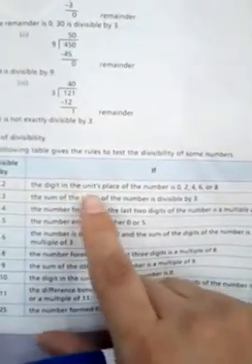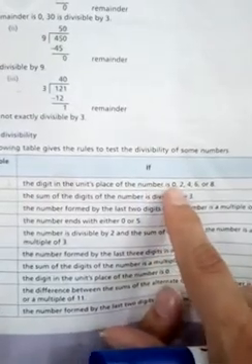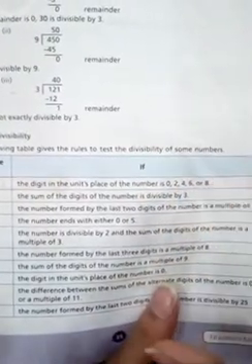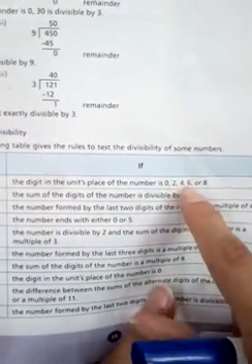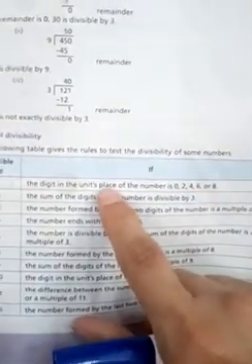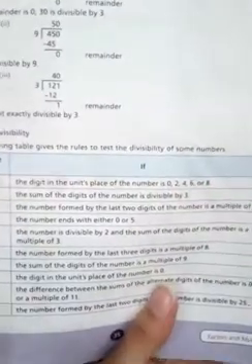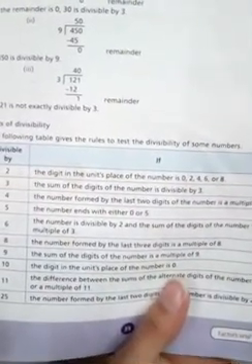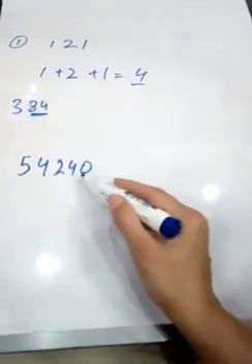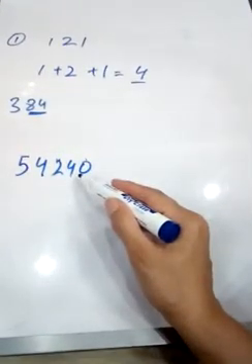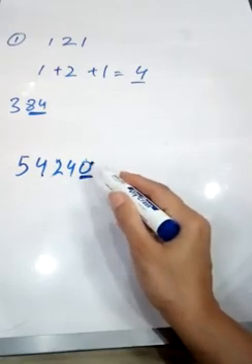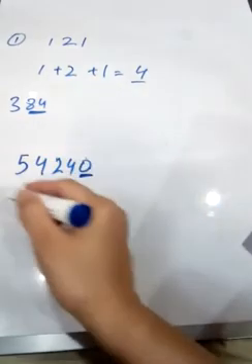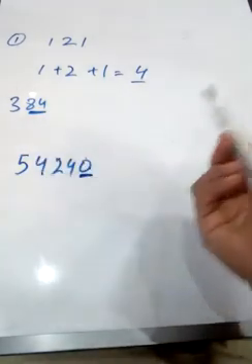For 2, the digit in the units place of the number is 0, 2, 4, 6 or 8. It means that if we have a value which has an even number at the unit place, it is divisible by 2. It is the divisibility test of 2. Look here, for example, we have the number 54240. On its units place we have 0. It means that 0 is divisible by 2, so this whole number is divisible by 2 without dividing.